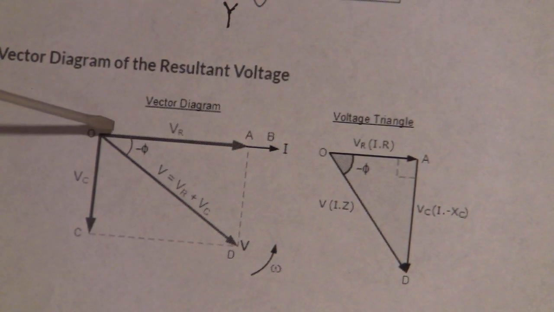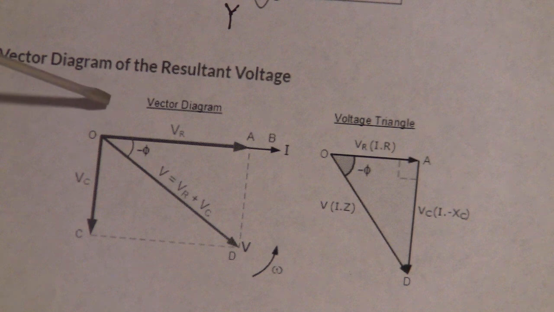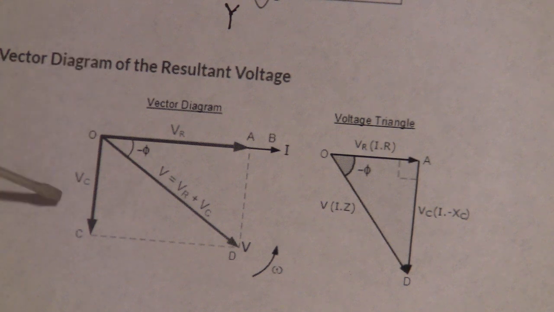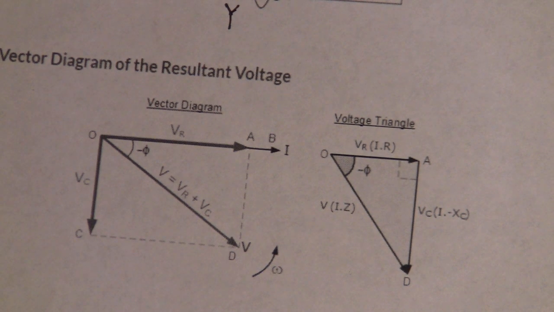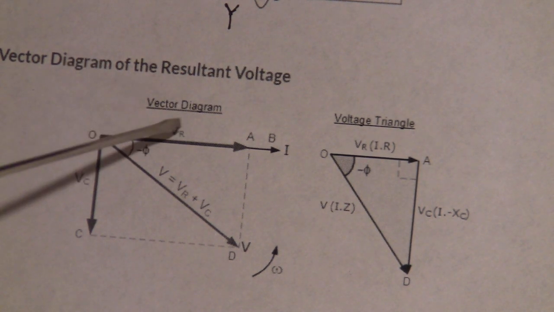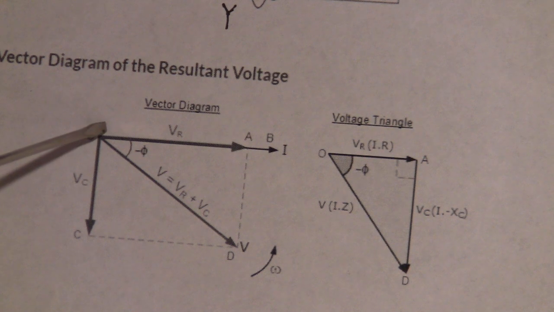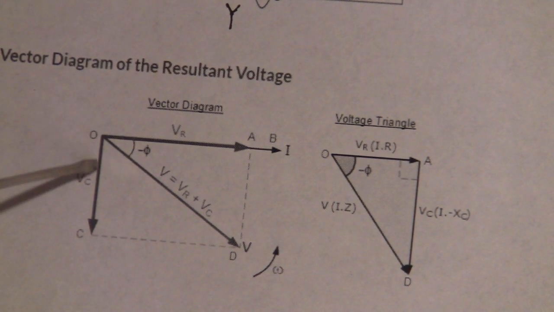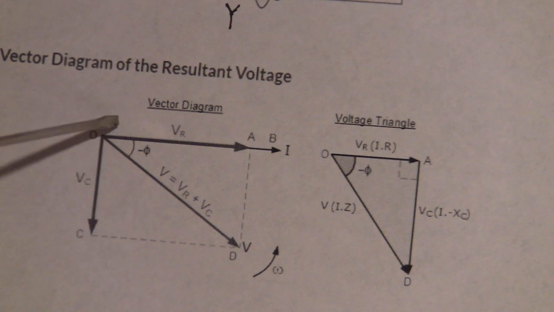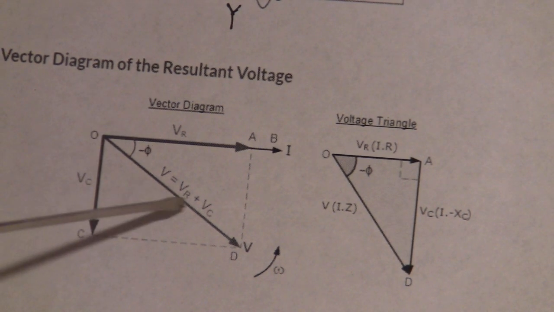It's not 90 degrees to this I anymore. It becomes this way. See that? It becomes this. And what does that mean? If this R is very small over here, this triangle is going to be like this.